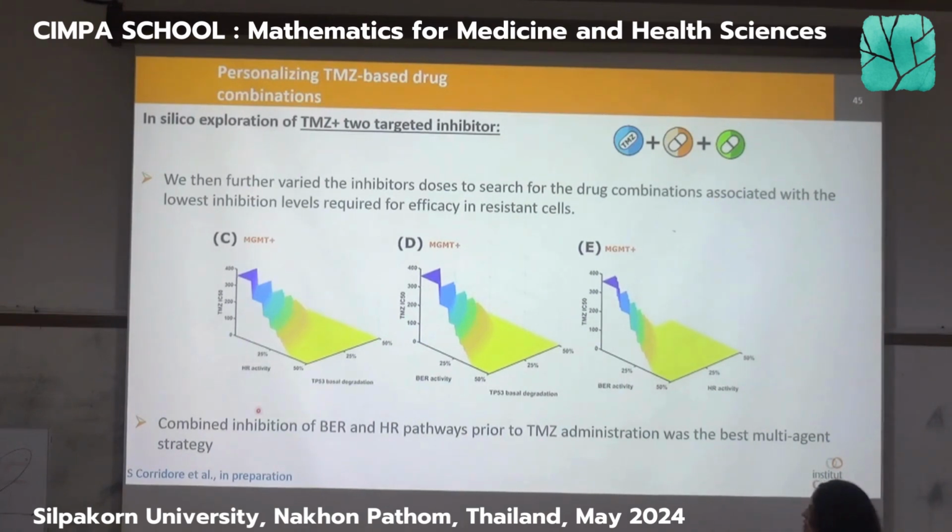And on the z-axis, what you can see is the temozolomide IC50. Sorry, this is IC50 actually, this is not AUC. And so what you can see is that you have very large values here when there is no inhibition, because the cells are resistant. All this is in MGMT+, so all this would be in resistant cells. So when you don't inhibit anything, you are here. And when you start inhibiting things, you have a region here in yellow, which is a region that you actually want. And you have 3 different combinations.